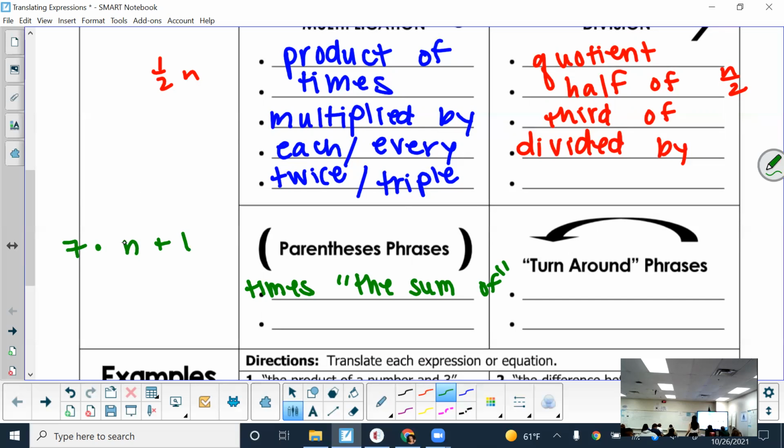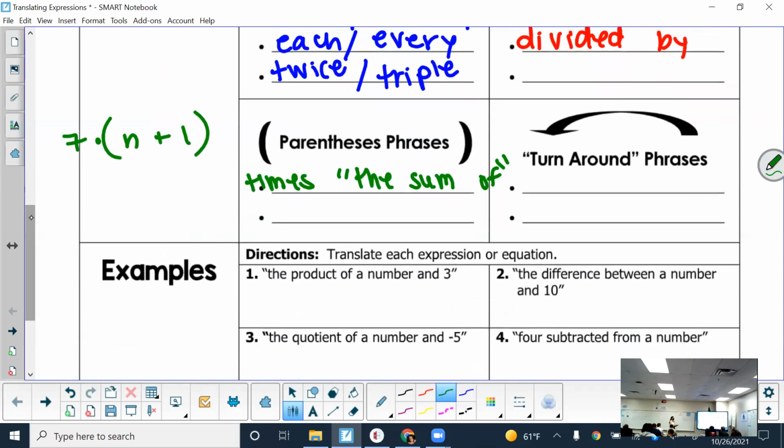If I just wrote it like that without parentheses, well, if you follow order of operations, you really should be multiplying the 7 and the n first. But that's not what it wants you to do. It wants you to multiply it after taking the sum of it. So that's why you need those parentheses in there. Does that make sense? I feel like kids really struggle with that one. It's the parentheses phrases.